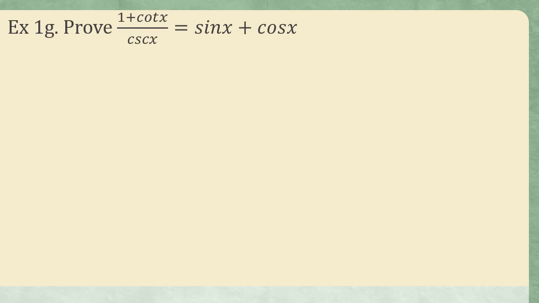If you're thinking to start on the right side, there technically is nowhere to go anyway. It already is sin x, it's already cos x. So that means we have to start with the left side. Cotangent, that's 1 over tan, yes, but in terms of sine and cos it's cos x over sin x. And cosecant is 1 over sin x.